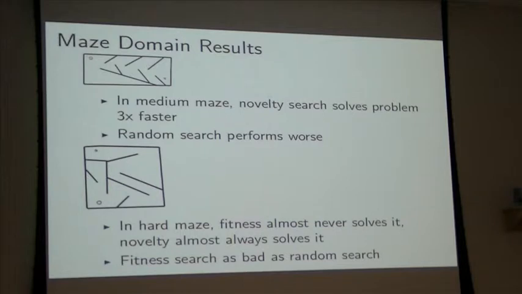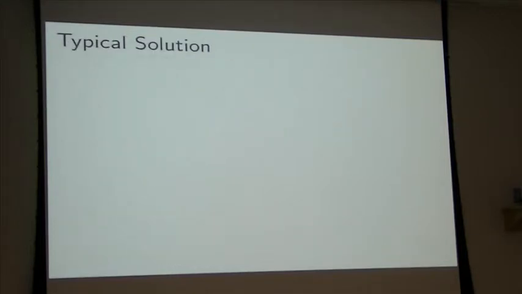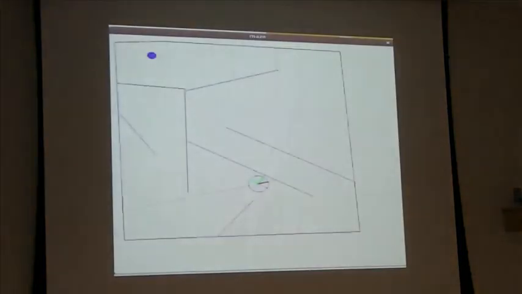And perhaps this isn't that surprising, but it's kind of interesting that a search process that's not looking for anything in particular can solve this almost always when fitness is almost never solving it. So I'll just show an animation of what a solution to this problem looks like, just to give you an intuition for what a maze navigator is.